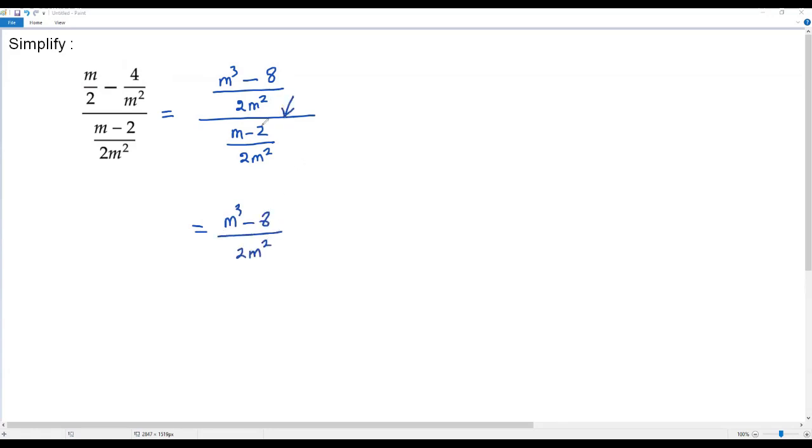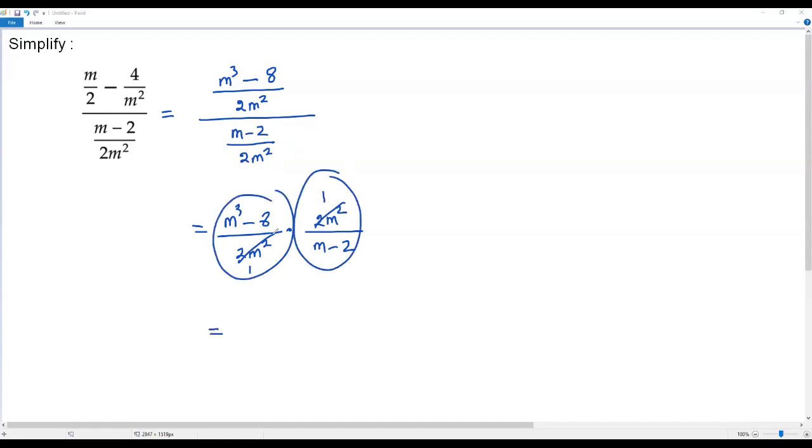I'm going to change this division to multiplication. When I change this division to multiplication, I have to take the reciprocal of the fraction in the denominator. When I take the reciprocal of this fraction, I'm getting 2 times m square over m minus 2. So this 2m square will cancel, and I'll just get 1 here and 1 here. Now to multiply the two fractions, I have to multiply the two numerators. When I do so, I'm getting m to the third power minus 8 over, and when I multiply this 1 and m minus 2, I'm just getting m minus 2.